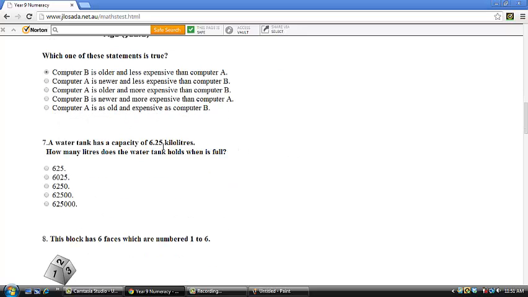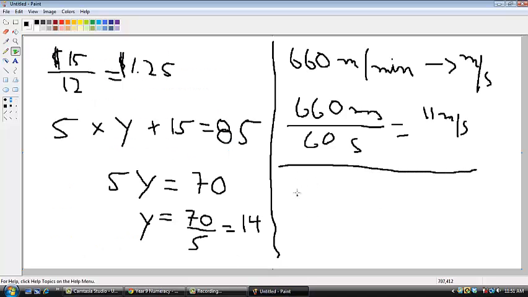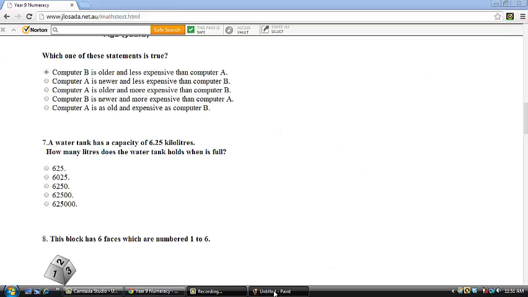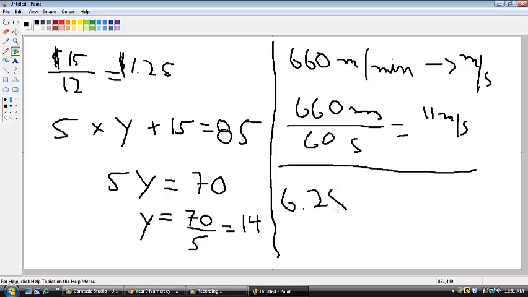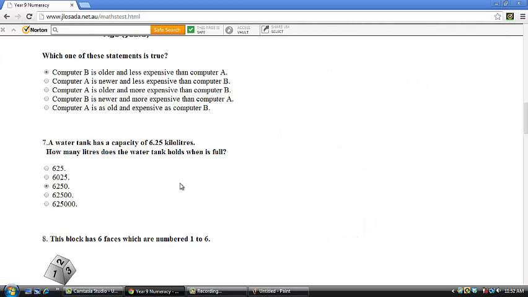Now a water tank has a capacity of 6.25 kiloliters. Kilo means 1,000, and how many liters does the water tank hold when it's full? So here we have 6.25 kiloliters. We have to multiply that by 1,000, or we have to move the point 3 spaces to the right, that is 6,250 liters. So our answer is this one here.